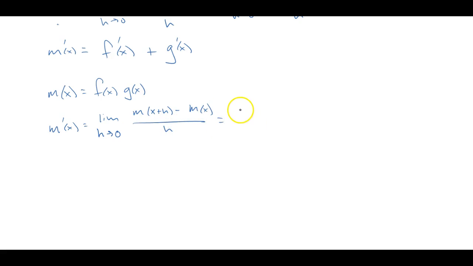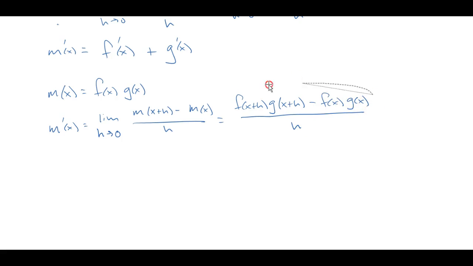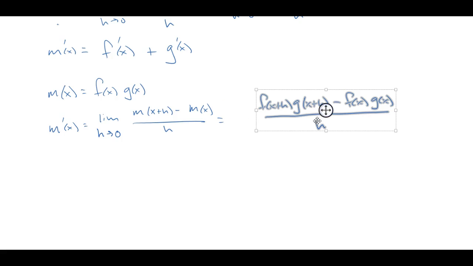With a substitution, we'll have f of x plus h times g of x plus h minus f of x times g of x, divided by h. Now I did forget one little thing, so let's slide this over just a touch. I forgot to make that the limit as h approaches 0. I have not taken the limit yet, so I need to keep that there.